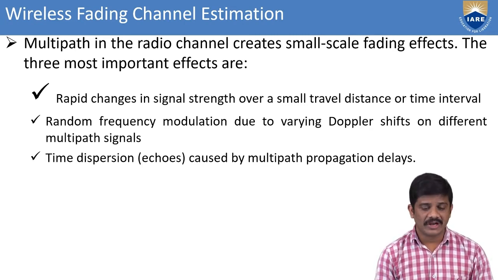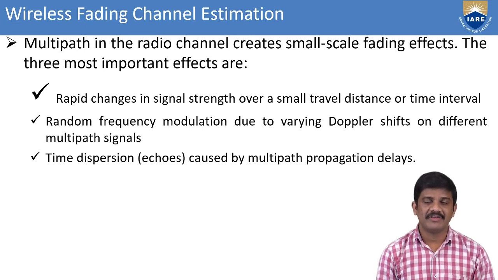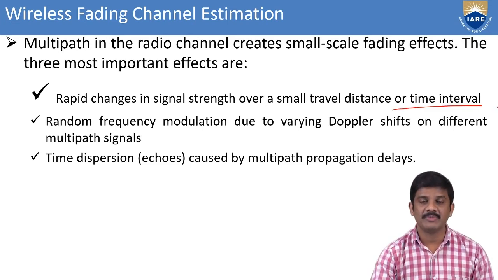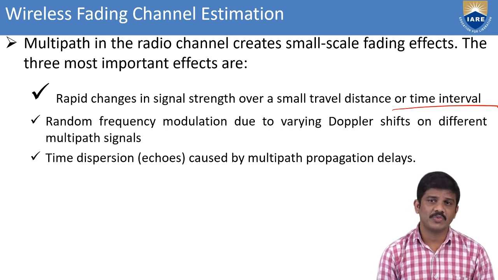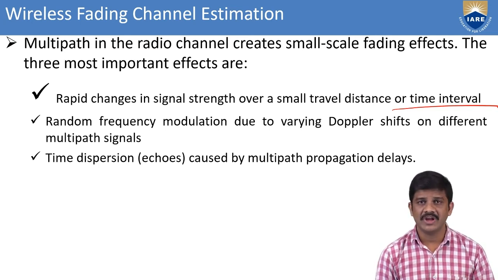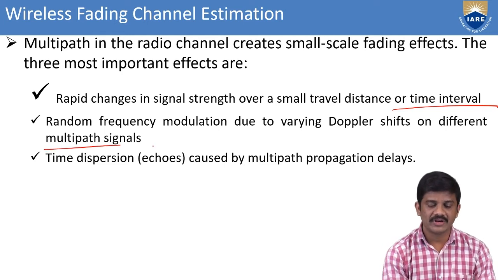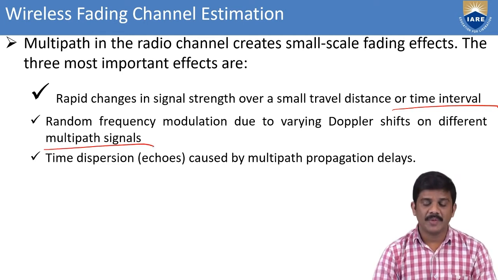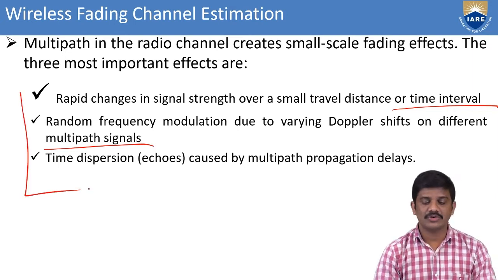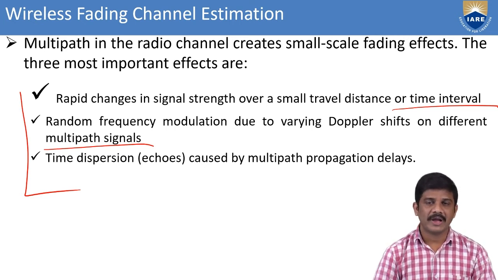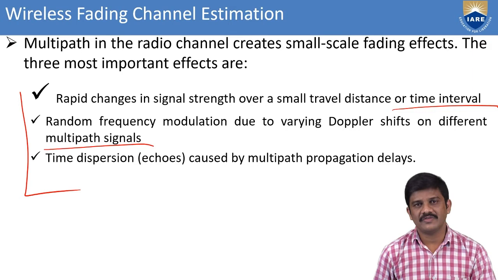First of all, we have to see the rapid changes in the signal strength over a small travel distance or a small time interval. We can also consider some frequency modulation. Due to the frequency modulation, we have some Doppler shifts and different multipath signals. We can also consider time dispersion caused by multiple propagation delays. These three are the most affecting factors for small scale fading. These are the parameters we can consider for small scale fading.